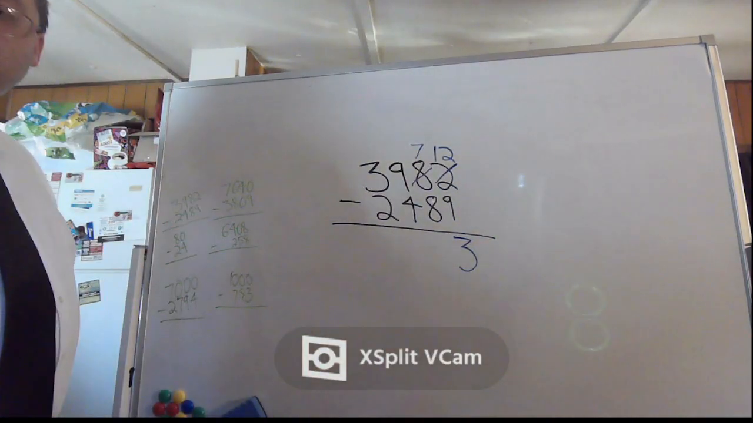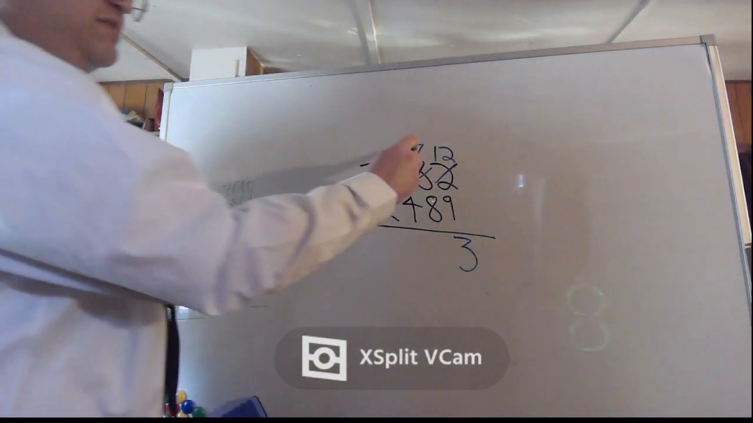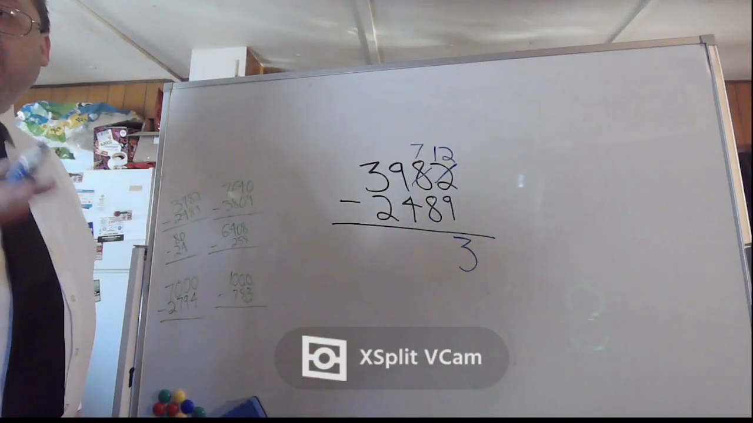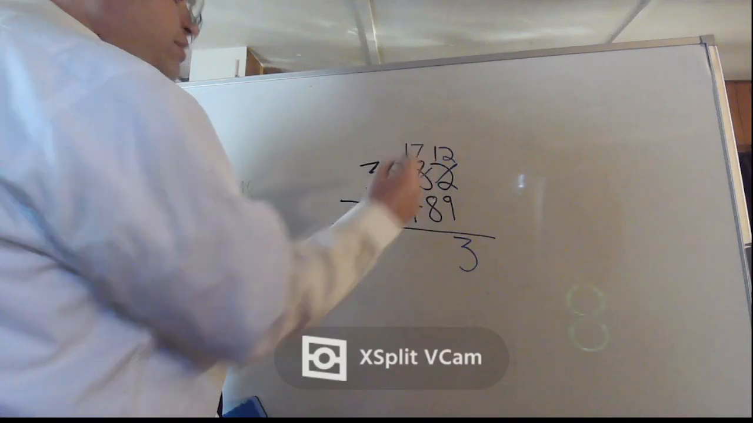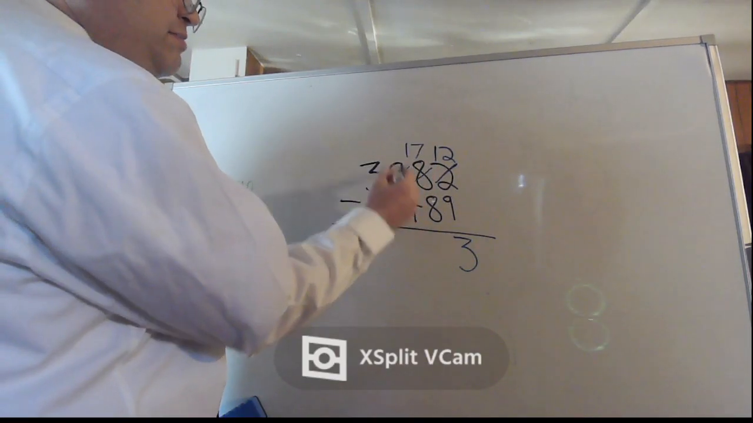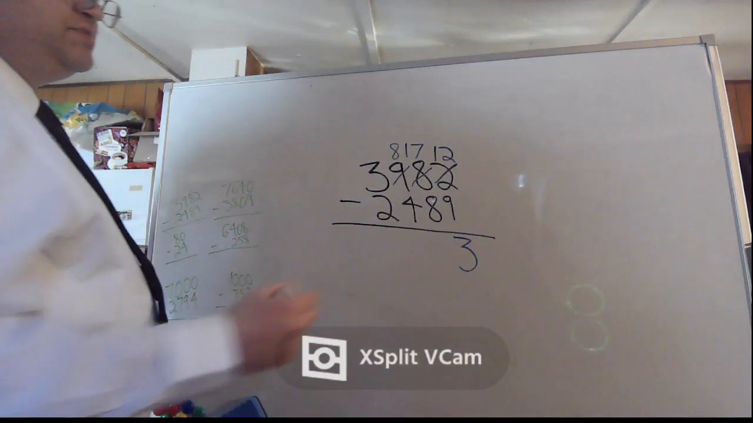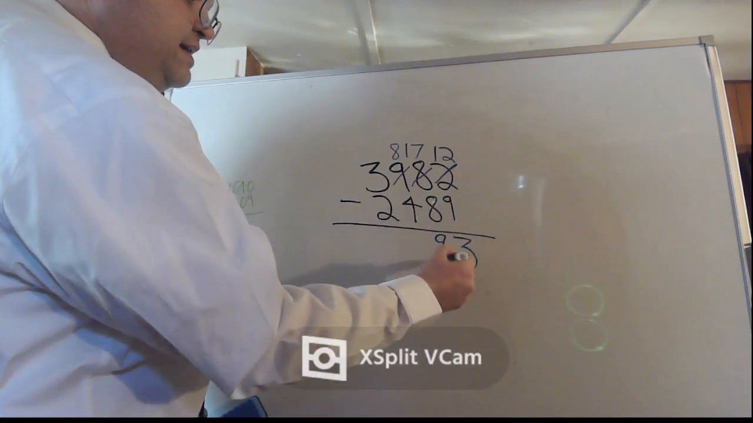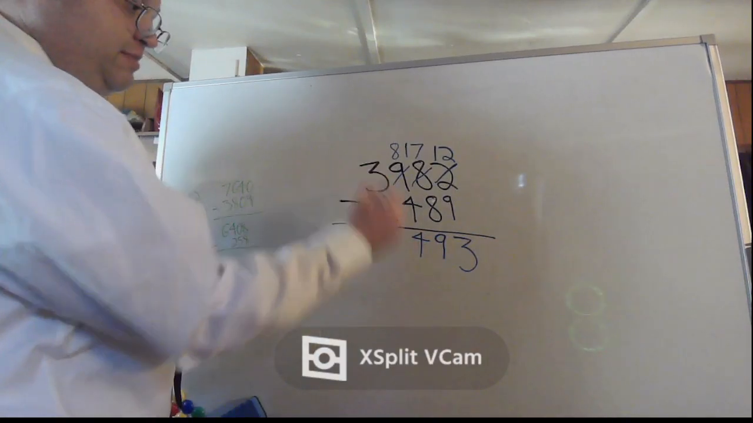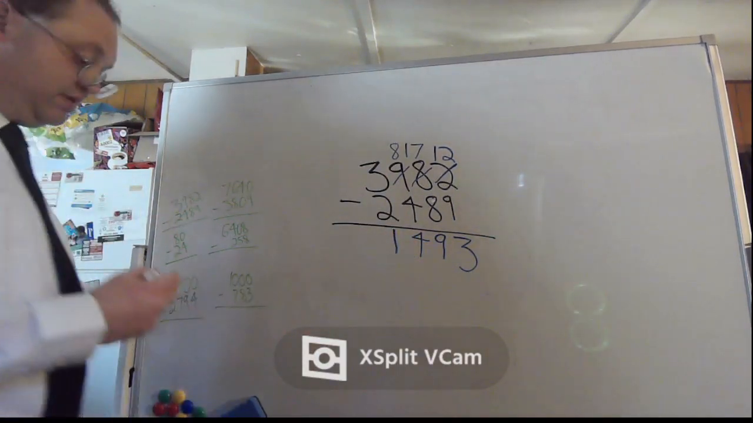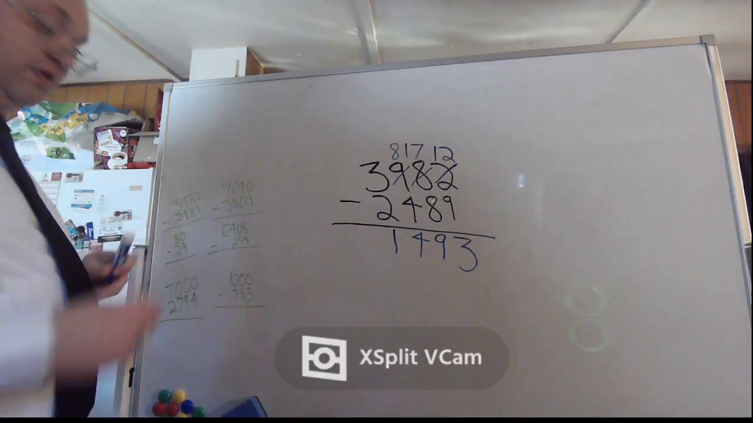So far so good, right? Well, I just noticed another problem. We have 7 minus 8. We also can't do that. So we're going to have to make that 7 a 17, and we'll have to borrow 1 from that 9, make that 9 an 8. So 17 minus 8 is 9. 8 minus 4 is 4. 3 minus 2 is 1. So your answer would be 1,493. That's your answer for that.